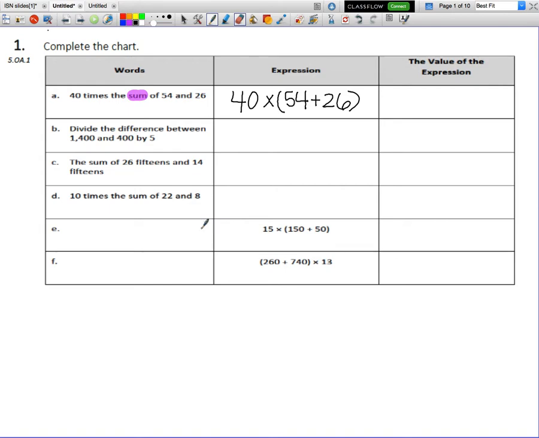All right, so now we need to find the value of the expression. So 54 plus 26 is 80. So I'm looking for 80 times 40. I know that 8 times 4 is 32, and I need to add 2 extra zeros. So the value of the expression is 3,200.